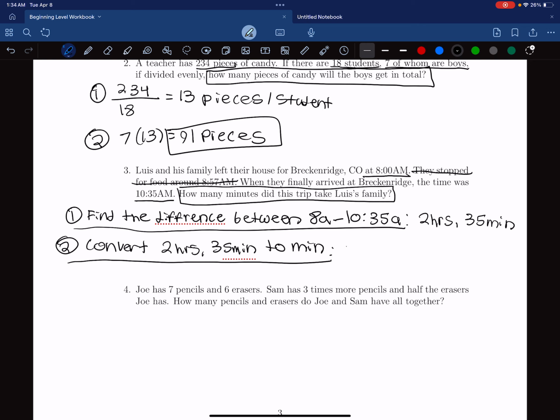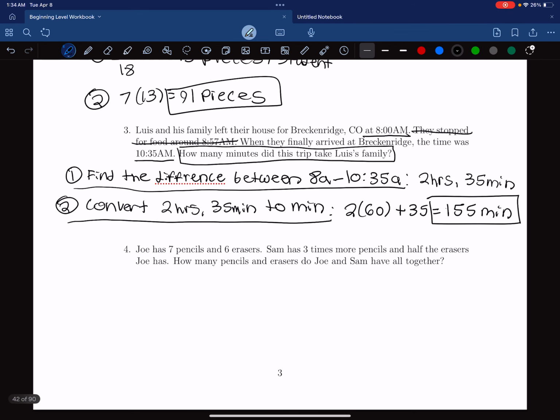So to do that, we're going to take the 2 hours and multiply that 2 by 60. The reason I'm multiplying by 60 is because there are 60 minutes in an hour. So to find out how many minutes are in 2 hours, we're going to take that 2 times 60, and then add on that extra 35 minutes. Once you do this, 2 times 60 plus 35, you get 155 minutes. And that is your answer.